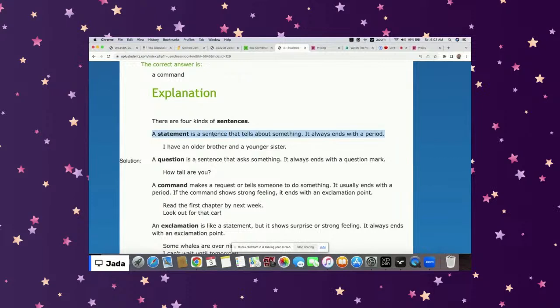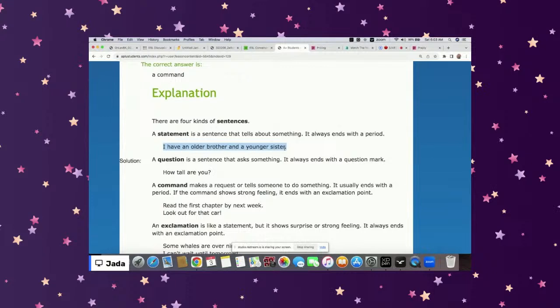So a statement is telling you about something. It always ends with a period. So a period is this little dot sign here. That's what we have. I have an older brother and a younger sister. So there's a period after sister. Okay. So you need to note that a statement is a sentence that tells about something. Okay, it tells you about something.